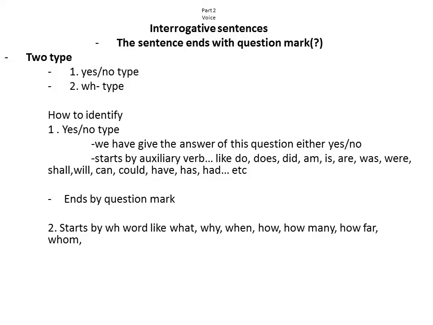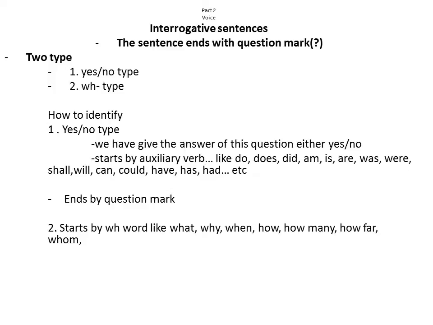Let's see how to identify the interrogative sentence. The very simple trick is that there is a question mark at the end of the sentence. Then we can guess that it is an interrogative sentence. There are two types of interrogative sentences, yes/no type and WH type. How to identify yes/no type questions?